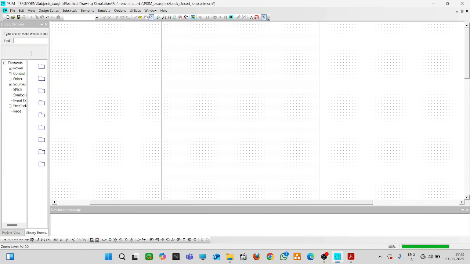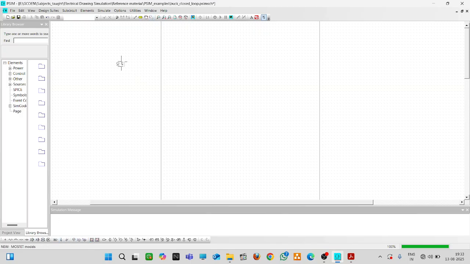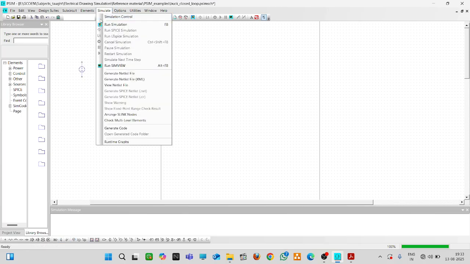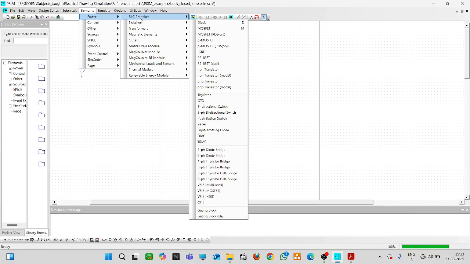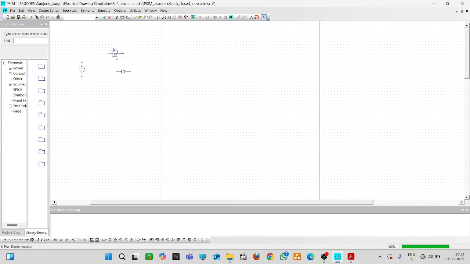Now this is the interface of the PSIM. So we'll be taking the components. A DC source is required because it is a DC-DC converter. Then the diode is also a very important thing. I think the diode is in the elements. Yes, this is the switch. This one is the diode.